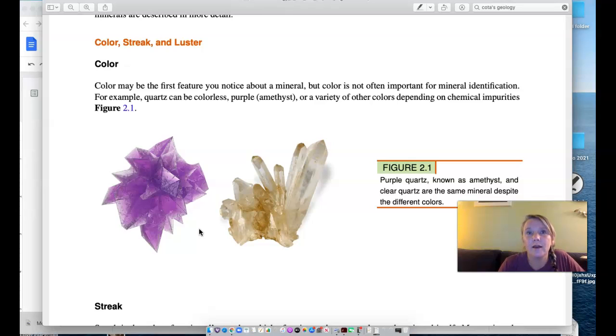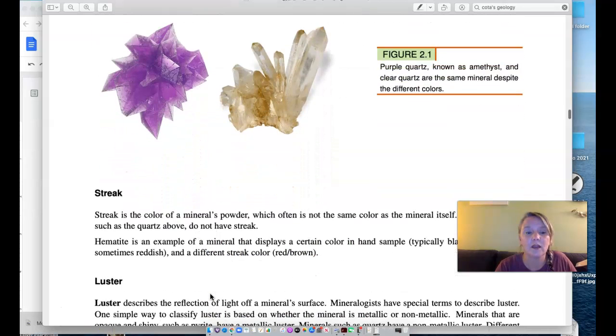Another reason is that exposure to UV radiation, sunlight, or exposure to prolonged water can change the color of a mineral. And so it is kind of misleading. Color can be a little bit misleading. So color needs to be used alongside some other tests.